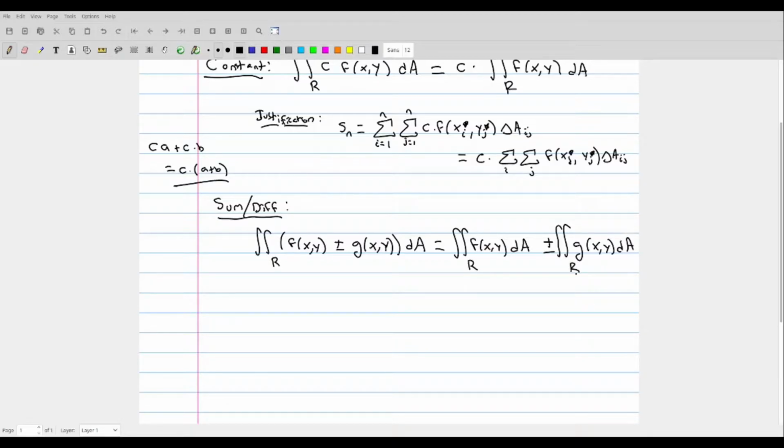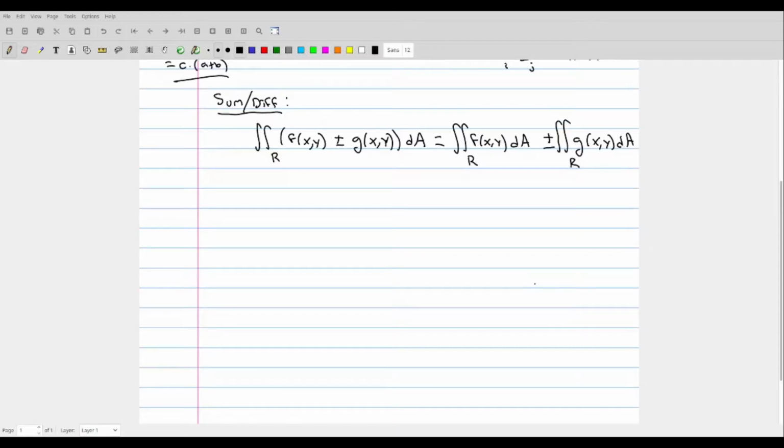This is very, very useful. It says that if you have the sum or difference of a number of different functions, you can actually just consider each one individually. So again, this rule is very similar to the rule for single variable integrals. Not only that, the justification again is similar. I won't go through the justification for every one of these, but I can assure you that all of these justifications are done using Riemann sums, very similar to how we did the first justification. This is the second major property for integrals.